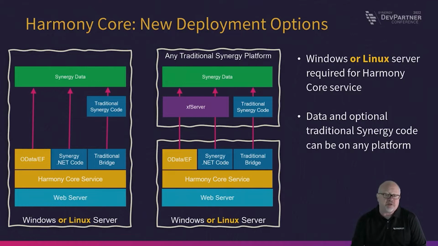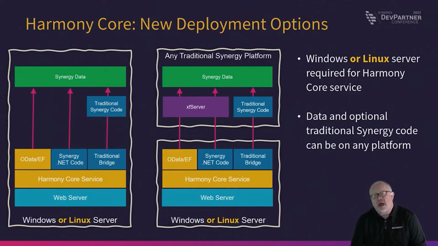So the new options available to you are to run a Harmony Core service entirely on Linux with local Synergy data and optionally traditional Synergy code, or to run a Harmony Core service on Linux, accessing your Synergy data and optional traditional Synergy code on a remote system, which can be any supported traditional Synergy system. Clearly, this is a really big deal for Linux customers, as data access can now be local, which will not only be super fast, but will no longer require XF Server configuration or licensing.